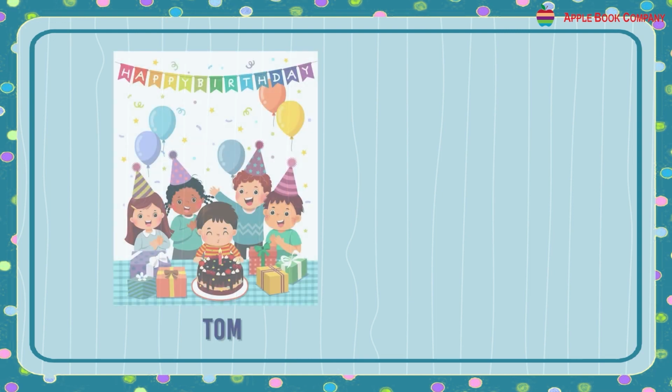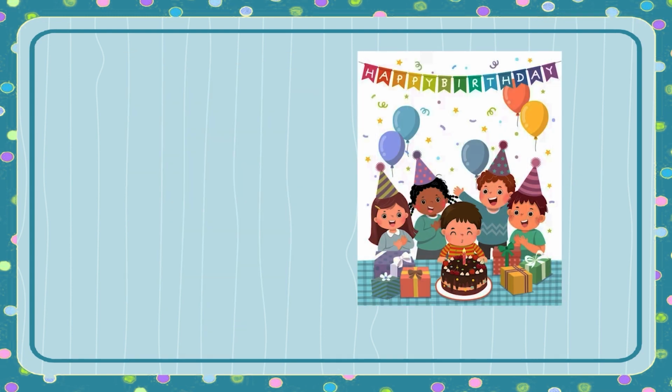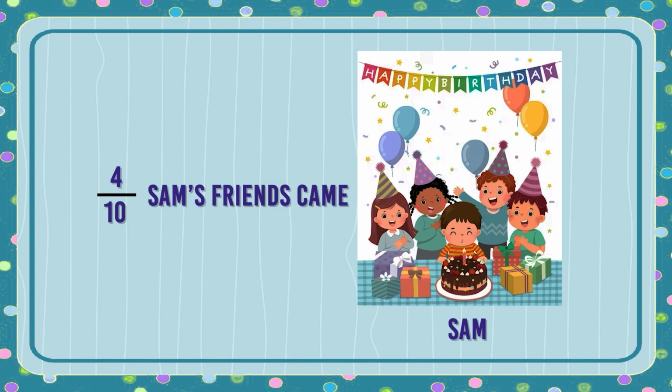Now, fill in the blank. How many of Tom's friends came? So, you can represent it in fraction form. So, you write 7 by 10, or you can say 7/10 of Tom's friends came. Next, how many of Sam's friends came? Only 4 of the 10 friends whom he invited came to his birthday party. So you can write 4/10 of Sam's friends came.